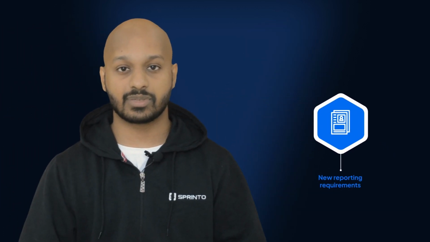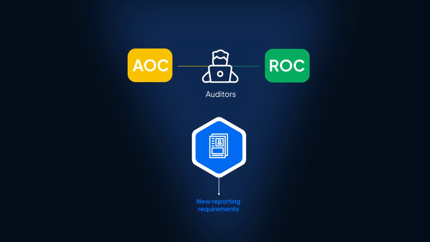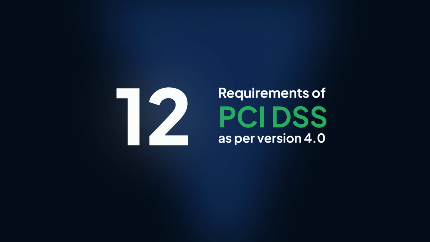And finally, new reporting requirements. The new version of PCI DSS includes changes to the attestation of compliance, also known as AOC, and the report of compliance, also known as ROC, with a focus on providing more detailed information to auditors and assessors. With all of this considered, let's take a look at the 12 requirements of PCI DSS as per version 4.0.